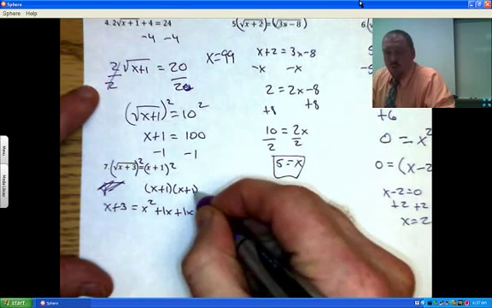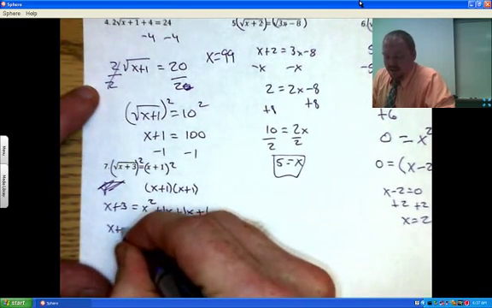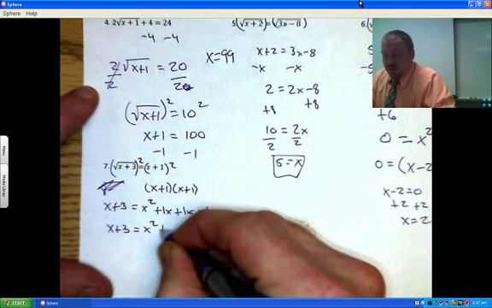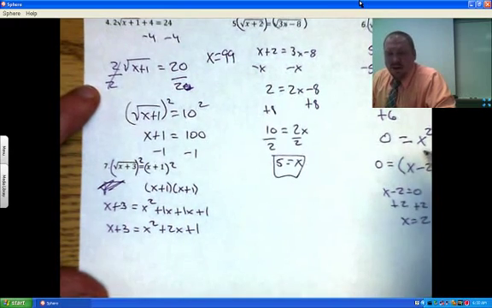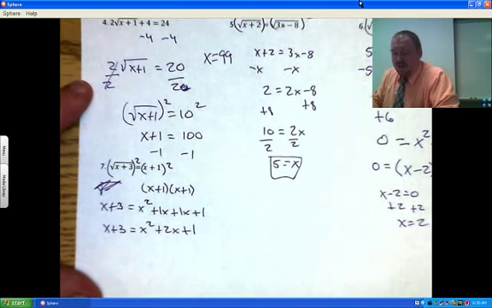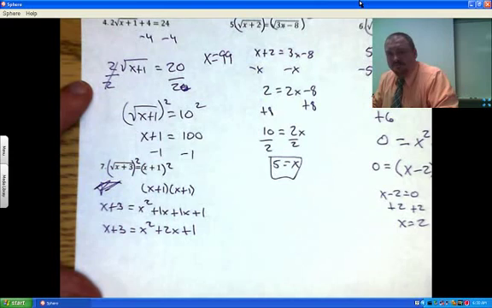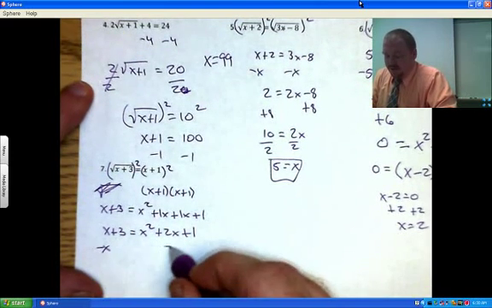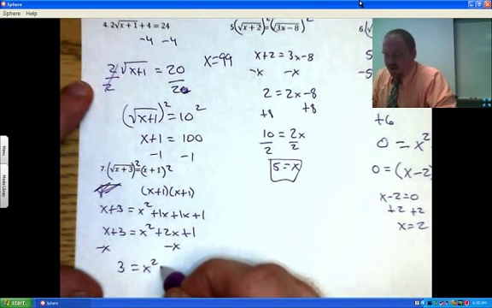and now, just as in number 6, I'm ready to get everything on one side because I have x squareds and regular x's in the same problem. So, minus x from both sides, get 3 equals x squared plus 1x plus 1. And then I'm going to subtract 3. So minus 3 from both sides. You get 0 equals x squared plus 1x minus 2.